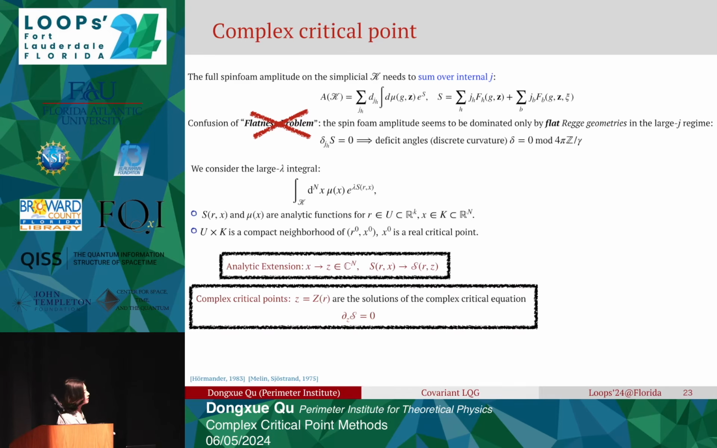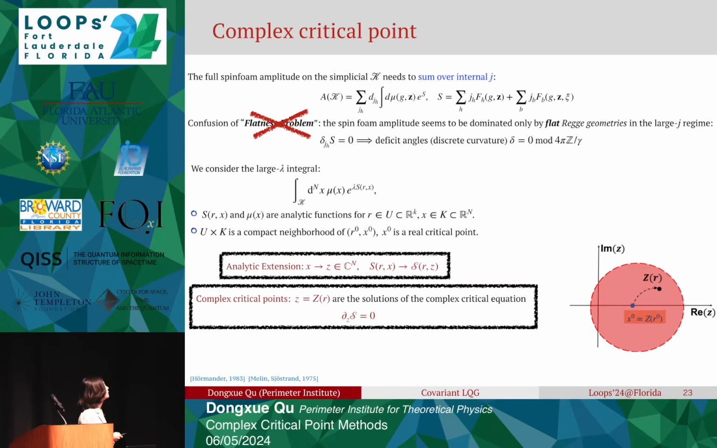Then we can do the analytic extension to both the variable and the action. So the solution to the complex critical equations gives us the complex critical points. Let me use this graph to illustrate the relation between the real critical point and the complex critical point. If R, the external data, is equal to R0, then we have the real critical point. Then we deform R from R0. This real critical point will move smoothly from the real axis to the complex plane. Then we get the complex critical point.